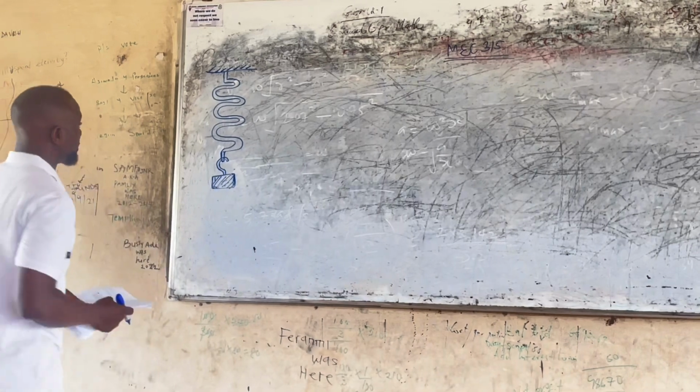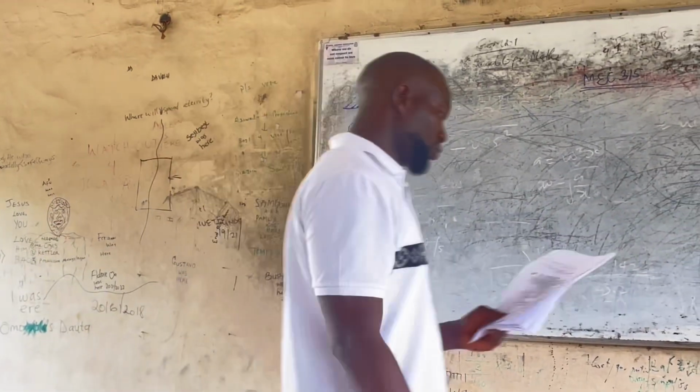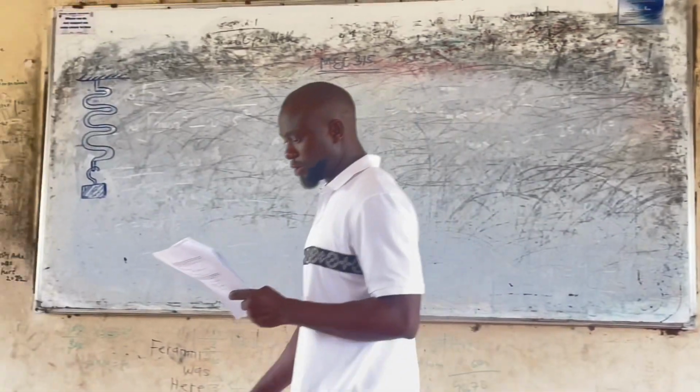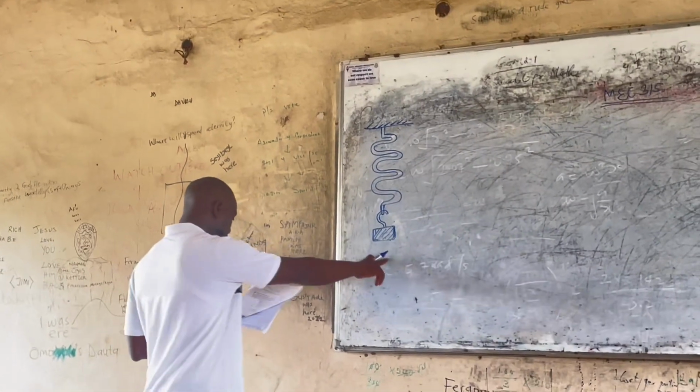You are seeing the spring now. Okay, and we can attach the load to it. Consider a closely coiled helical spring whose upper end is fixed, as shown in the figure. Let a body be attached to the lower end. This is the body attached to the lower end.